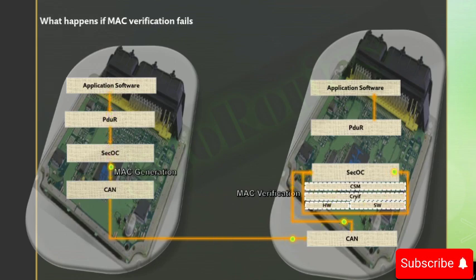Since the application software does the exact functionality of a car, like ABS, a hacker can take control of the braking components and apply the brake whenever he wants and cause an accident. Let's see a scenario where the MAC verification passes on the receiver side and the PDU will be sent to the PDUR. From PDUR, it is passed to the application software. So here we assure that the application software is secured.